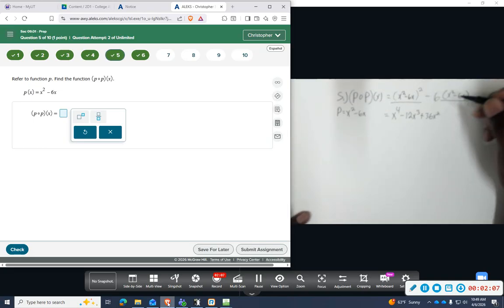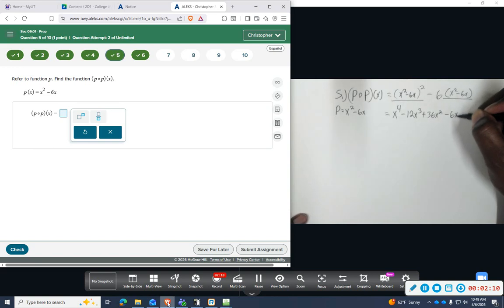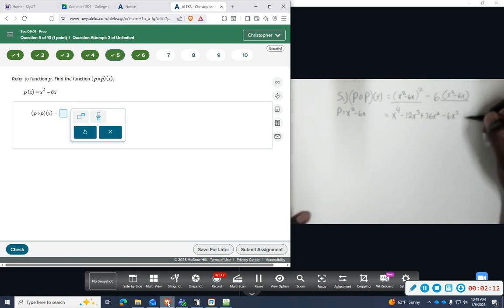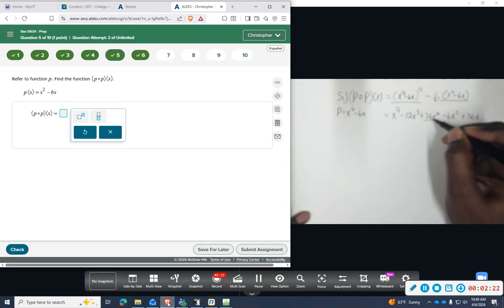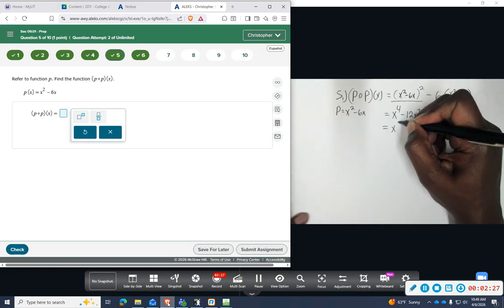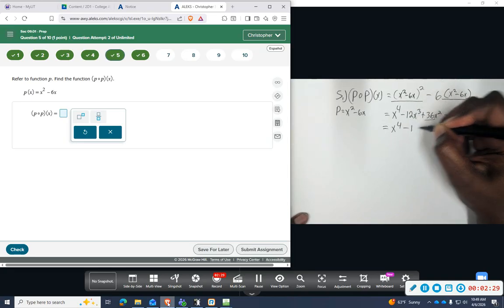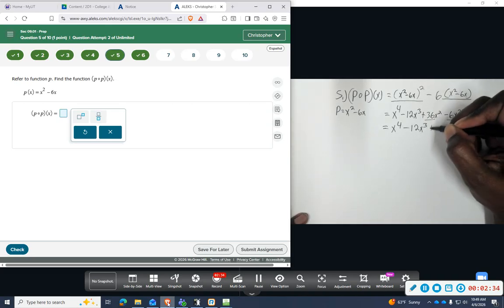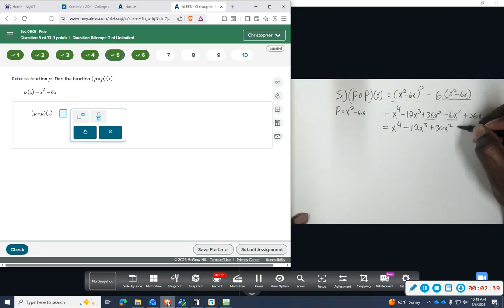So negative 6 times x squared minus 6x, squared. Negative 6 times a negative 6x, plus 36x. Alright, combining like terms, the only ones we have are the x squareds in the middle. So this will give us x to the 4th minus 12x cubed plus 30x squared, once you subtract 6, plus 36x.